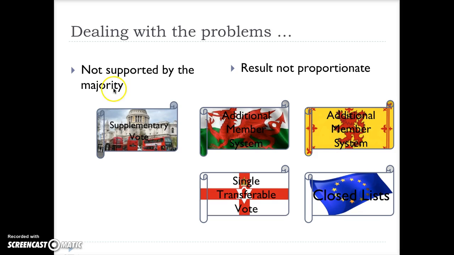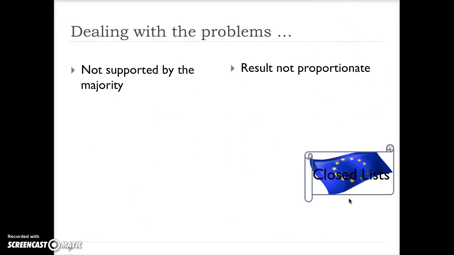So the supplementary vote is used to generate a majority result. In terms of generating a proportionate result, we've got the additional member system, the single transferable vote, and the closed list. And we're going to look at the closed list because it's the easiest. We're going to start with that, and then we're going to move on.